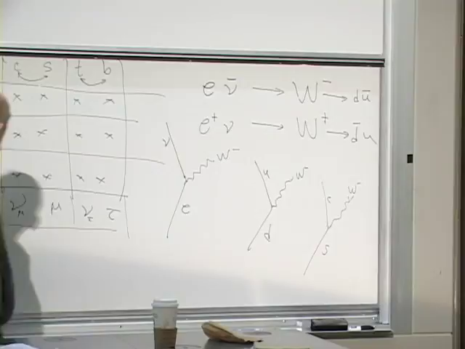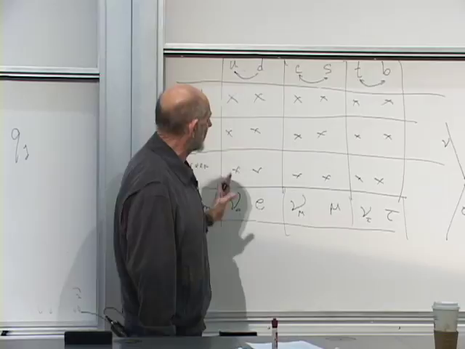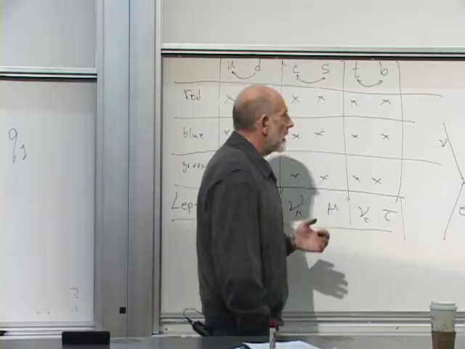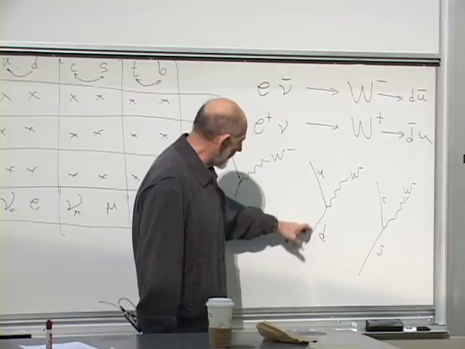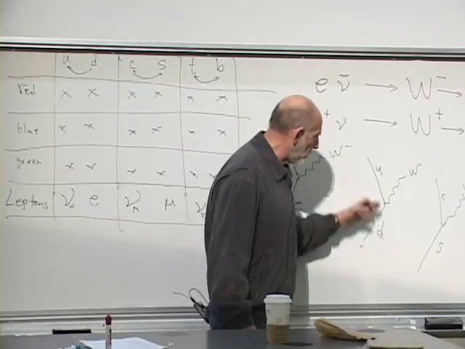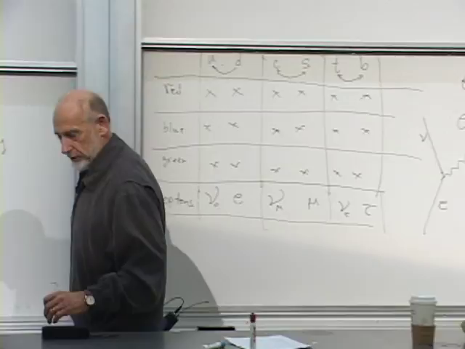So this new symmetry, this idea of a new symmetry which acts horizontally and only horizontally between neighboring pairs here, introduces the possibility of gauge bosons which cause transitions between electron neutrino, down quark and up quark, strange quark and charmed quark. Now, a W plus and a W minus are antiparticles of each other.